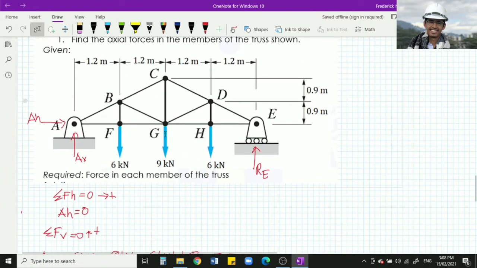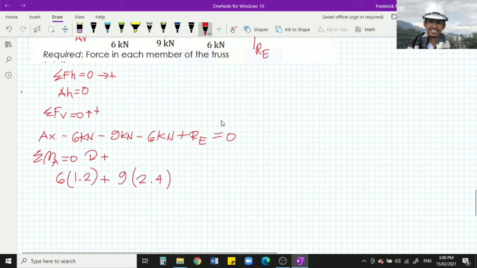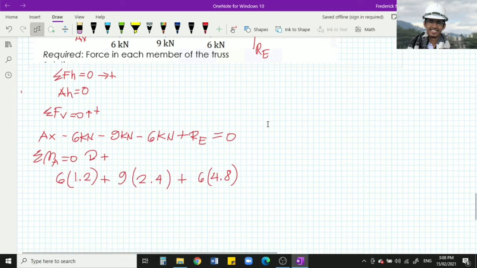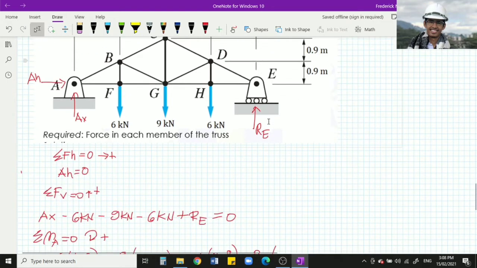And yung 6 kilonewton natin, so that will be 6 times, plus 6 times 4.8. Okay. Minus yung RE natin. So, yung RE natin, mag-moment sa A, that will be negative. So, that will be minus RE times yung buong length ng ating truss, so that will be 4.8.